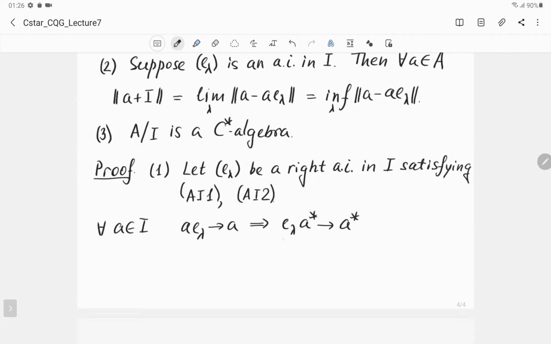But now e_lambda A star sits in I, because I is also a right ideal, and e_lambda sits in I. So e_lambda A star is in I again, but I is closed, so this implies that A star sits in I. And that's it. So this shows that I is a star ideal.